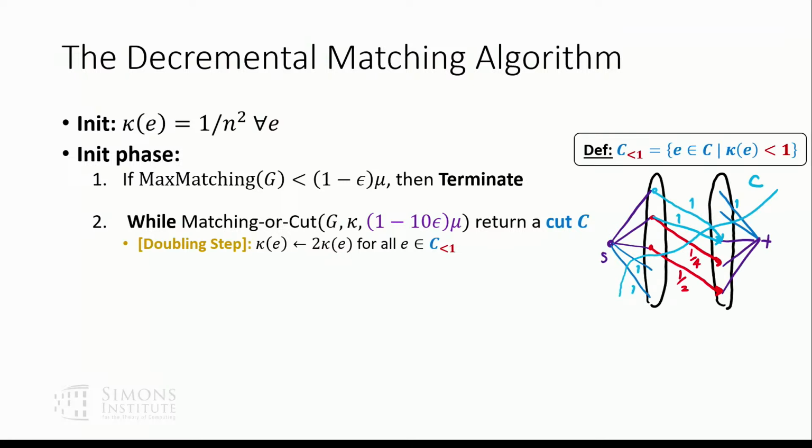OK, so this is just a picture. If you find your cut, one thing I want to highlight here is that some of the edges crossing the cut might already have value 1. You don't double those. There's no reason to ever have capacity more than 1, because in matching, the vertices have capacity 1. So edge capacity more than 1 doesn't help. But you also cross a bunch of these red edges, and you double their capacities.